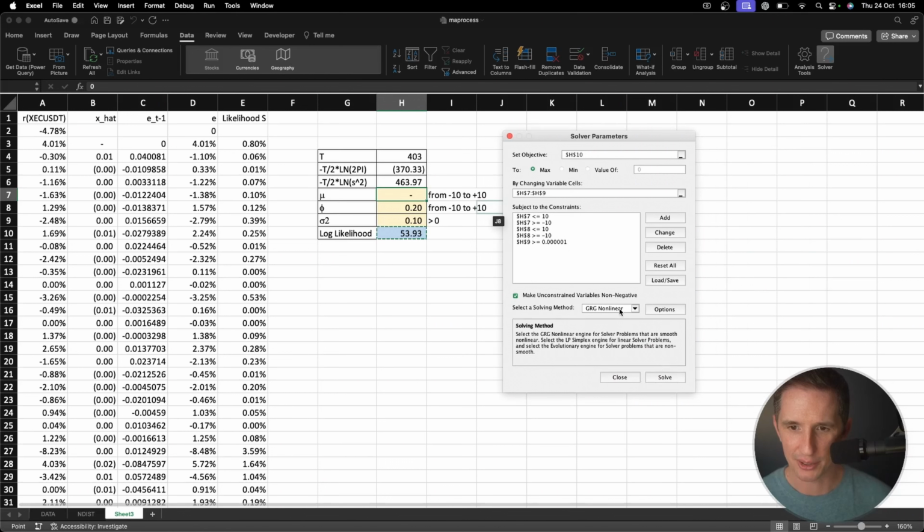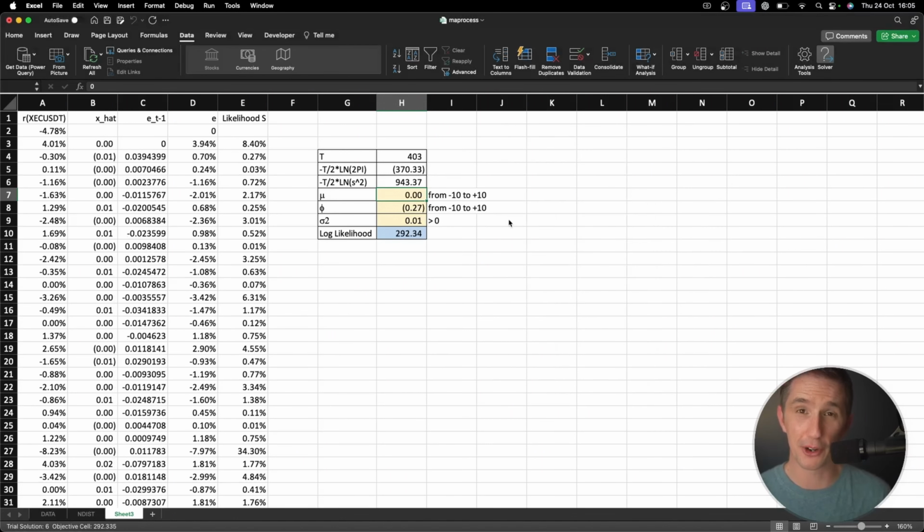I need to now decide what algorithm I want to use. And here I'm going to use this GRG Nonlinear. There are other ones here you can use as well. These are different optimization algorithms you can use. And it says make unconstrained variables non-negative. So yeah, I just leave that checked. And here I'm going to say solve.